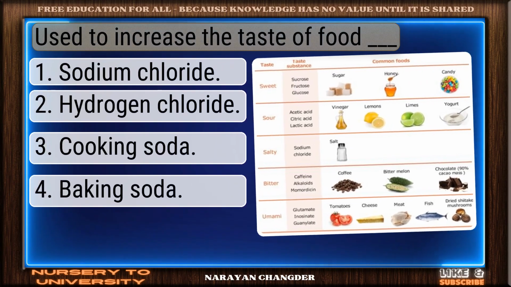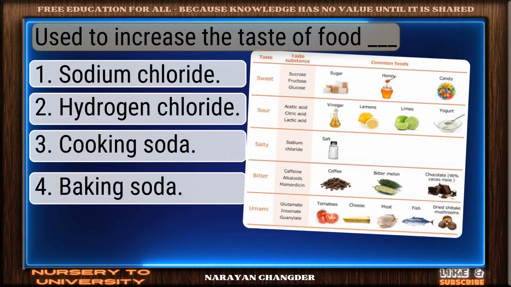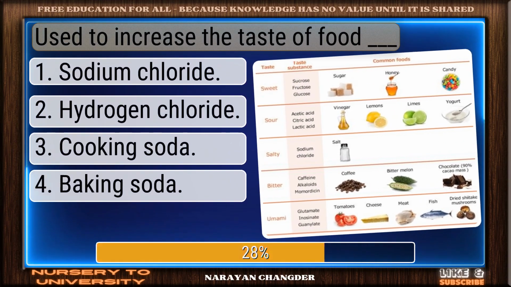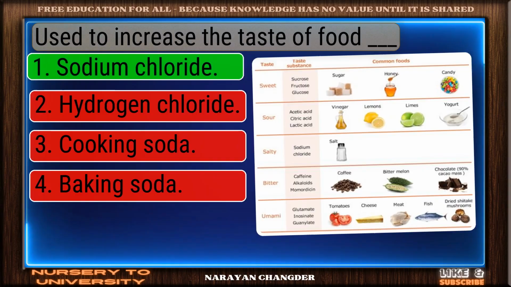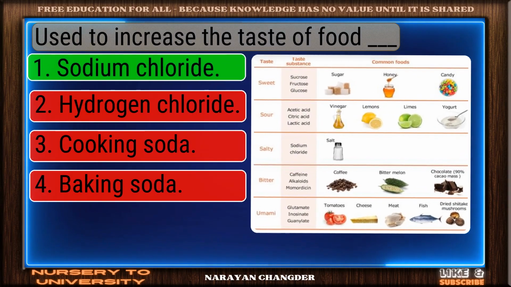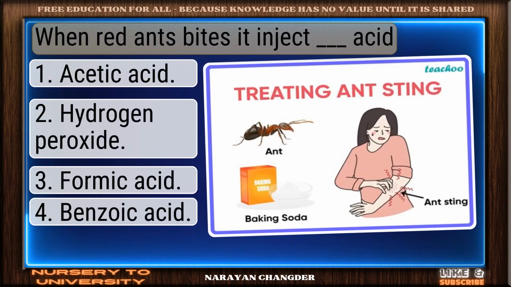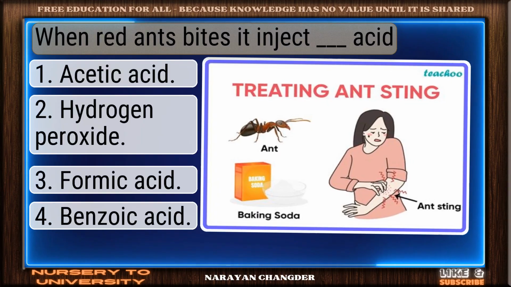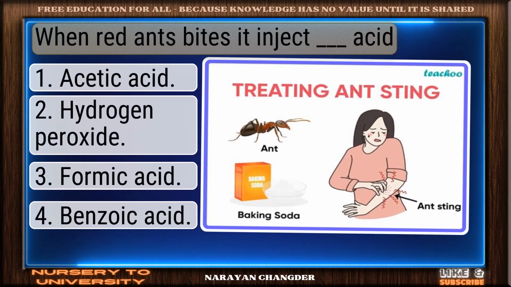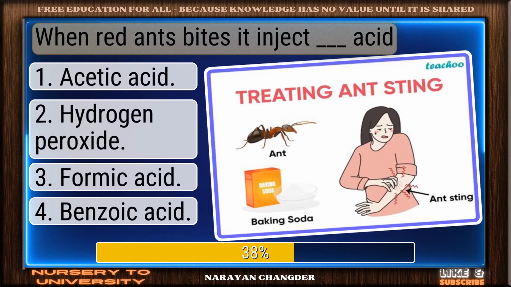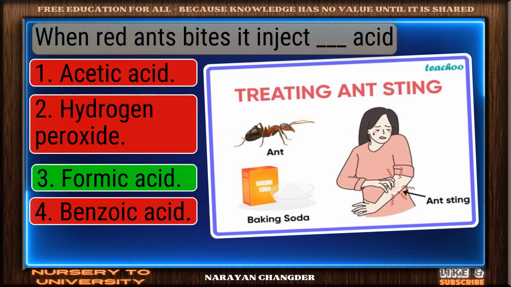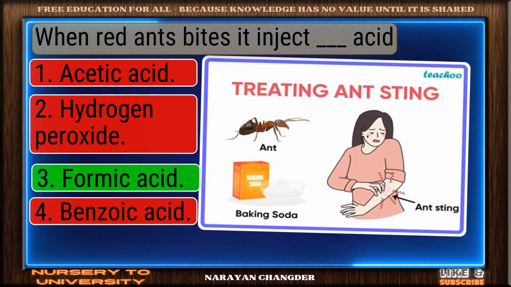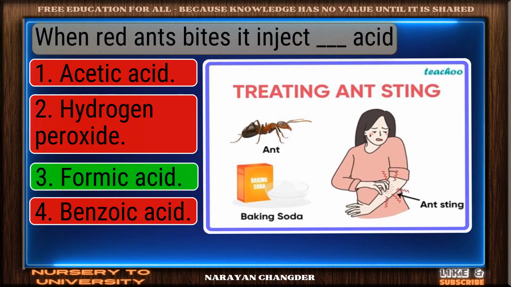Question number 37. Used to increase the taste of food, dash. Well done. Sodium chloride is the right choice. Question number 38. When red ants bite, they inject dash acid. Perfect. Formic acid is the correct choice.